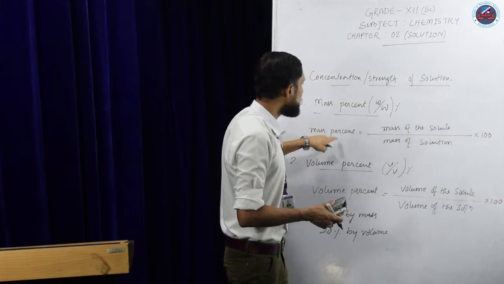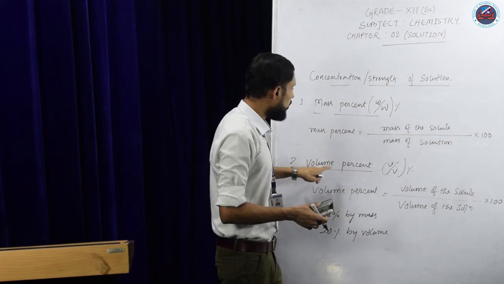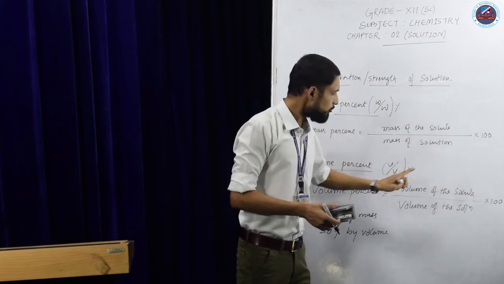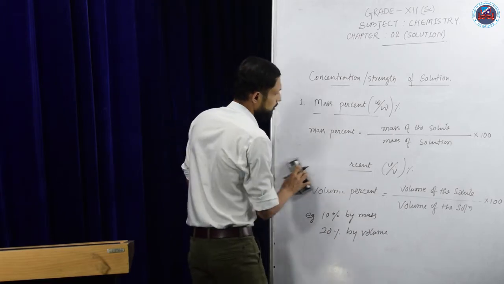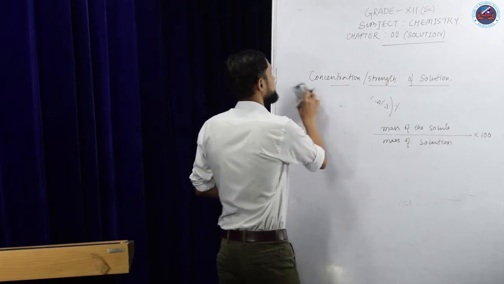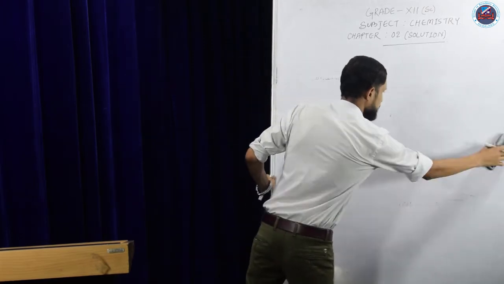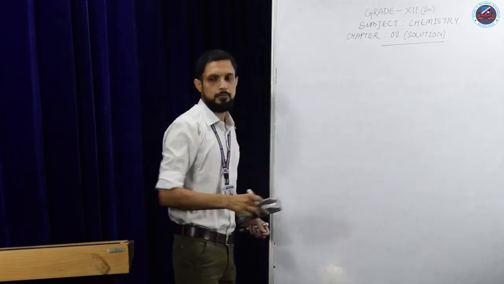So if it is mass percent, mass of the solute by mass of the solution. If it is volume percent, volume of the solute by volume of the solution. Let us take a question from mass percent to understand it better.